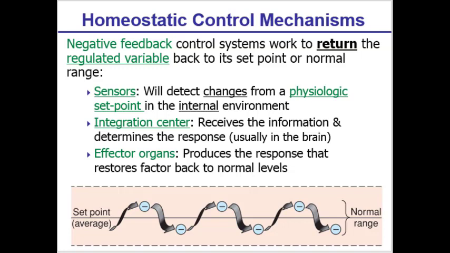The next piece is the effector organs. So once the brain issues a response, the nervous signal is going to go out to that effector organ to effect change. Okay, so effector organs produce the response that's going to restore this factor back to normal levels. Okay, so with those three pieces, the sensor, the brain, and the effectors, and for us, effector organs are going to be muscles and glands. Those are the things that are going to respond to produce change.